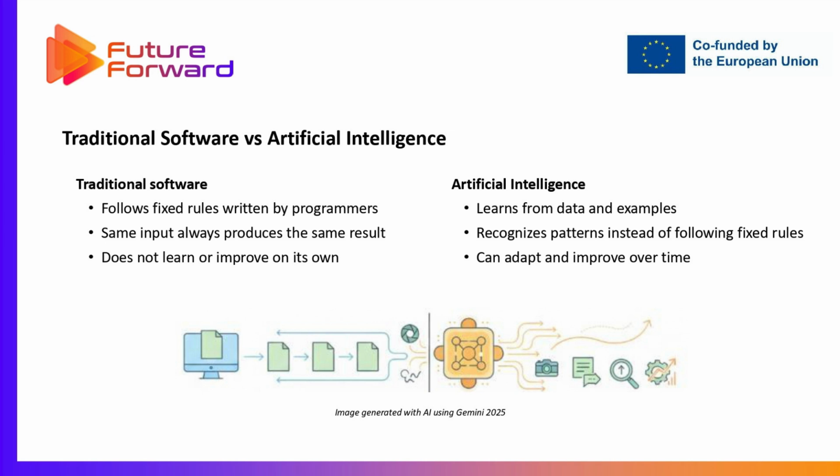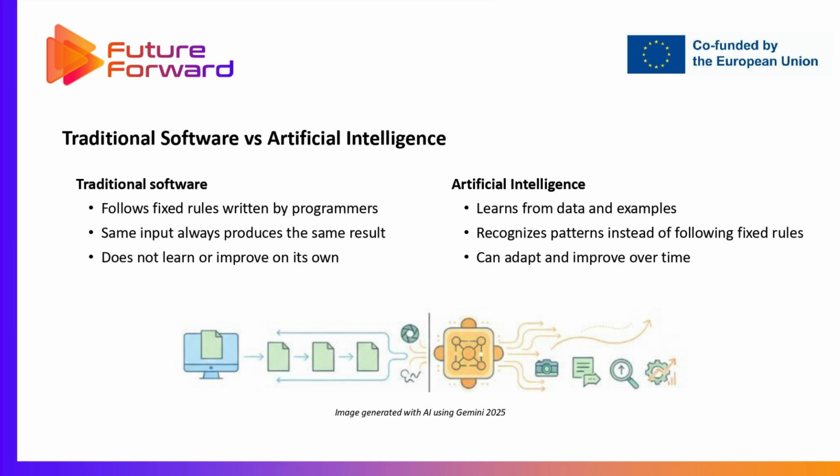Now that you've seen what AI is and where it appears in daily life, let's take the next step and look at how it works differently from traditional technology. Traditional software follows fixed instructions. It behaves the same way every time because a programmer has already told it exactly what to do. Think of a calculator or a digital calendar. They don't learn, they just follow rules.